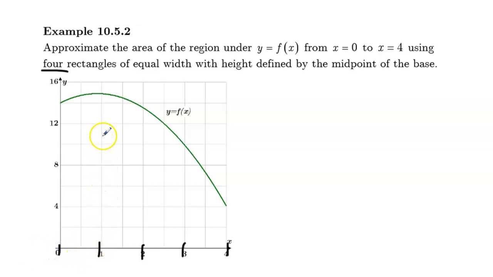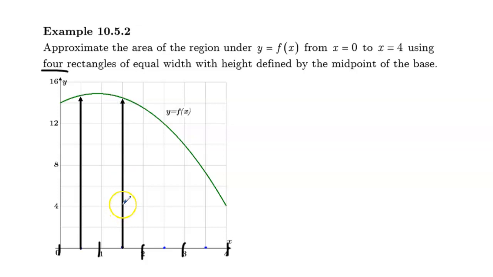Now, how tall we're going to make those rectangles is dependent on the midpoint. The midpoint of each of these rectangles would be right there. So that's the midpoint of the base. Let me see if I can show you a visual then. I'm just going to rise up from the base, and that right there will give me the height of the rectangle. This right here will give me the height of the second rectangle.